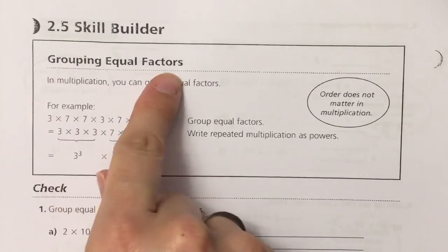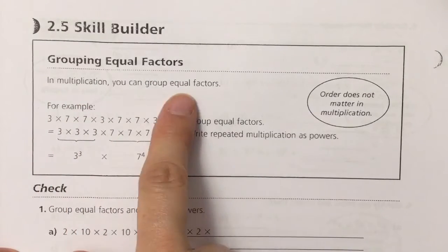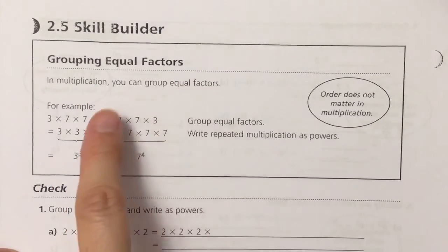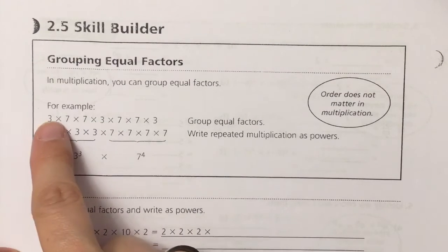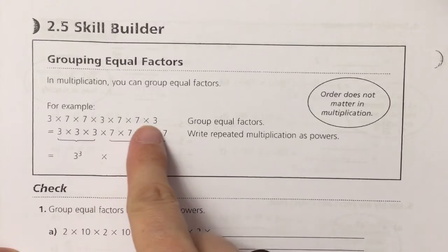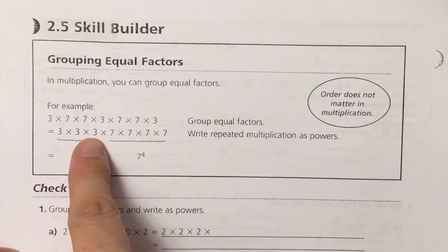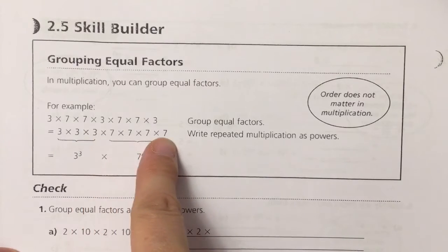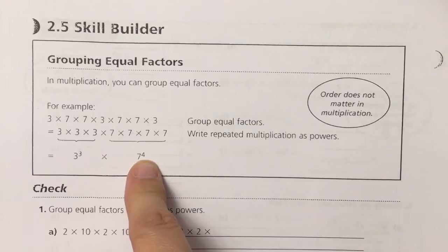And the first thing it talks about is grouping equal factors, okay? So when we're multiplying, we can group equal factors together. It doesn't matter what the order of the numbers are in multiplication. So if we have this random mass of 7s and 3s, well, it is so much easier to put all the 3s together and then all the 7s together, and then we can write them as powers of products.